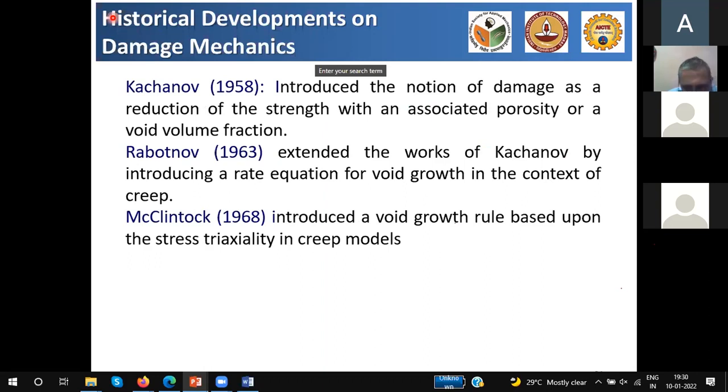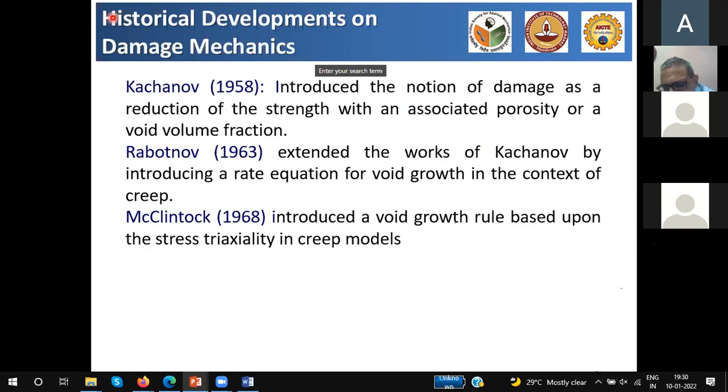And basically what you see as damage mechanics has been developed by somebody called Kachanov way back in 1958, and he dealt with it as though it was a disintegration of dravya, which is the material.